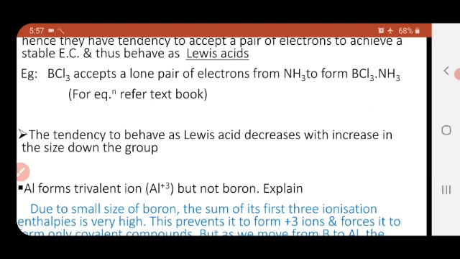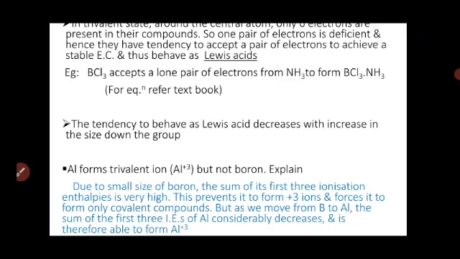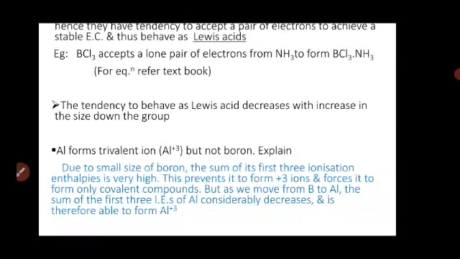Now does this tendency remain the same? No. This tendency of behaving as a Lewis acid decreases with increase in size down the group. Means as we move down, the Lewis acid behavior decreases. Okay, now here one more question comes, that is aluminium forms a trivalent ion but not boron.